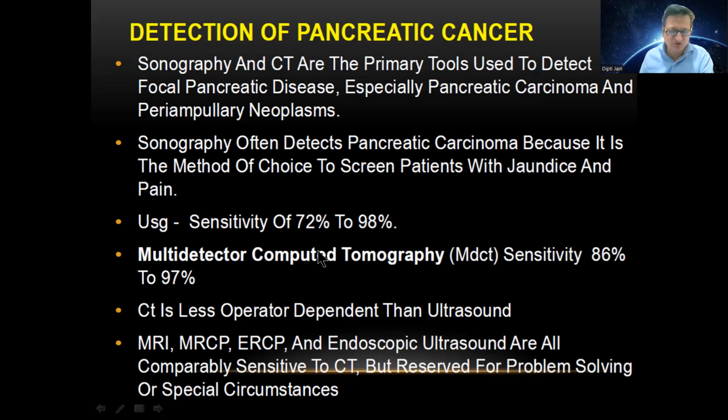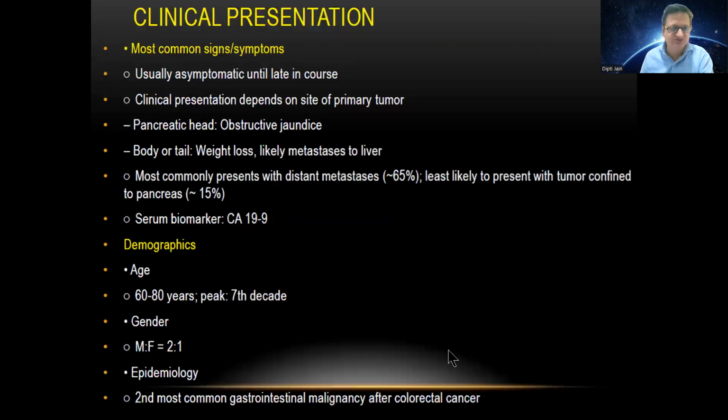USG sensitivity is 72% to 98% in experienced hands. Multi-detector computed tomography is the most sensitive, about 97%, because it is less operator dependent. MRI, MRCP, ERCP, and endoscopic ultrasound have comparable sensitivity to CT, but are reserved for problem solving or special circumstances.